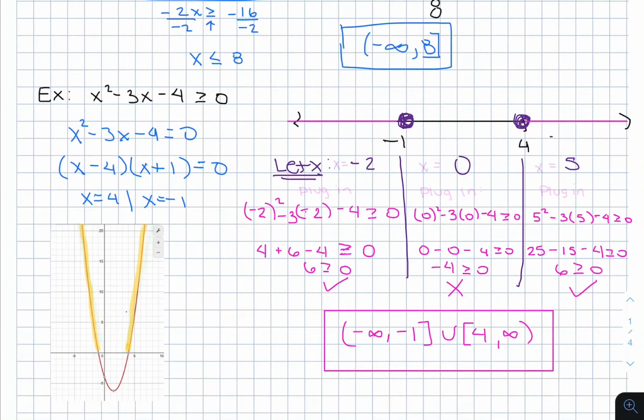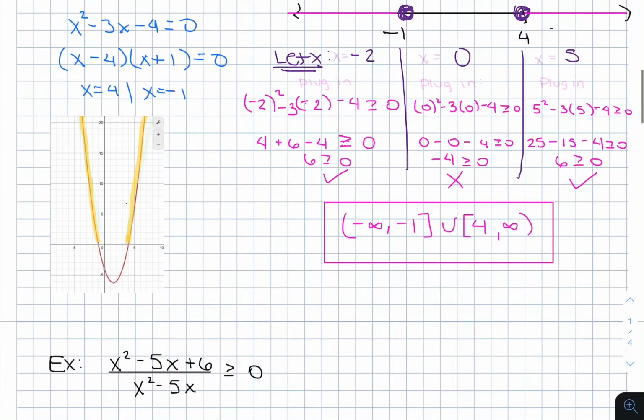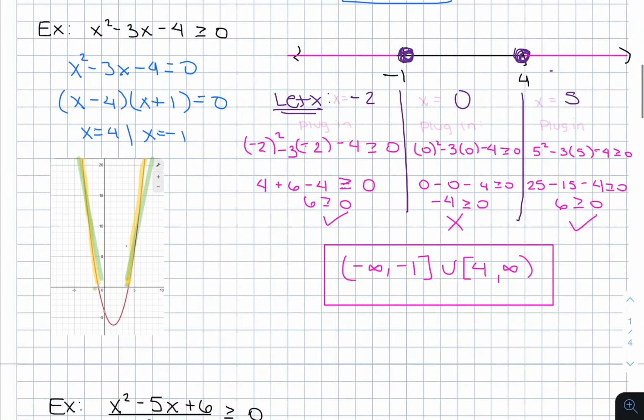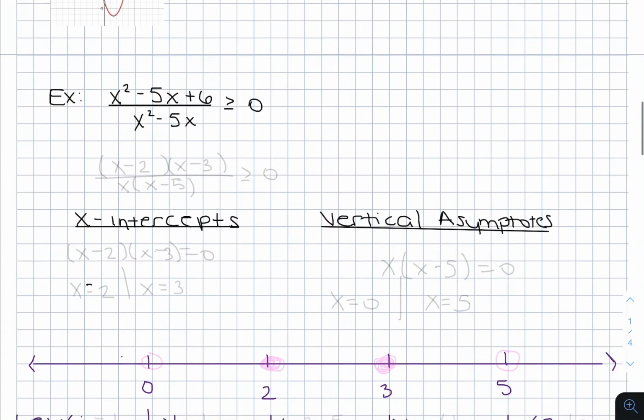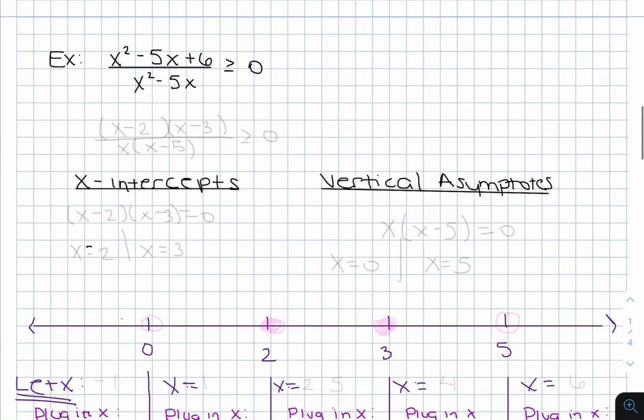If we take a look at the actual graph, we can indeed see that the graph is greater than or equal to 0 for all the points from -infinity to -1 and then from 4 to infinity. In the following example, we actually have a rational function, which means it might possibly have holes, x-intercepts, and vertical asymptotes. The easiest way to see if it has any of these would be to factor it completely.